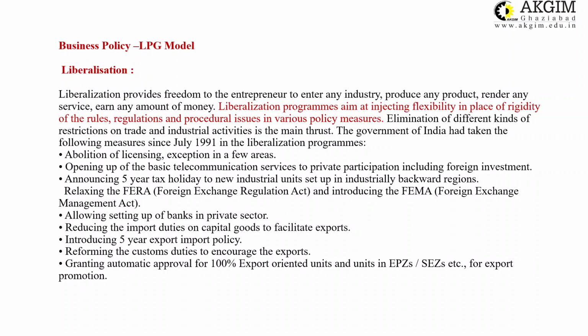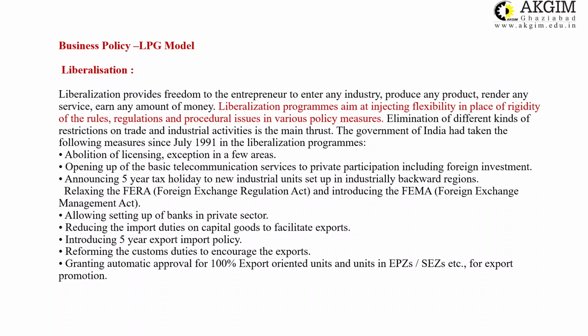Then the government also opened telecommunication services to the private sector. The government announced a 5-year tax holiday for new industrial units, because they wanted more industries, to boom the economy and for economic growth in the country. Then the government also relaxed the rules related to FERA, and introduced FEMA in the year 1999. Then the government also allowed banks in the private sector. Earlier the banking sector belonged to the public sector only, but later the government gave relaxations to all these sectors.